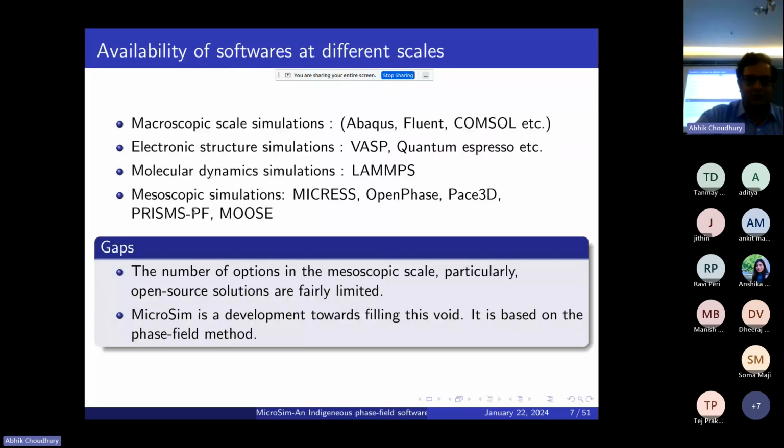But if you look at the mesoscopic simulations, particularly for phase field, the solvers are not as mature as what the other categories of solvers offer, and there is a void, particularly in the category of open source capable solvers, which can utilize high performance computing machines as well as be able to treat a wide variety of problems. So this was our motivation to address this gap, and MicroSim is a development towards filling this particular void.